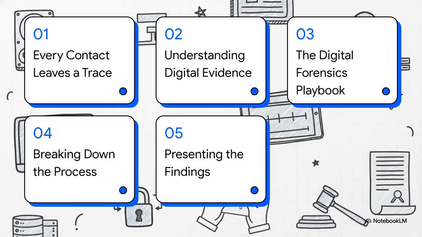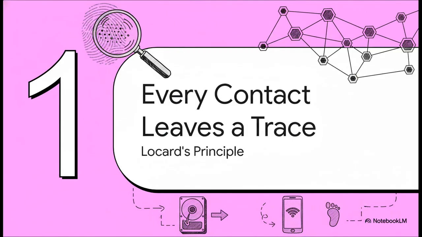We're going to start with that foundational principle. Then we'll look at what digital evidence actually is, explore the playbook investigators use, break down every single step, and finally, see how all the findings are presented so someone can make a decision. So, to really get how every contact leaves a trace in the digital world, we first need to get on the same page about what digital forensics actually means.